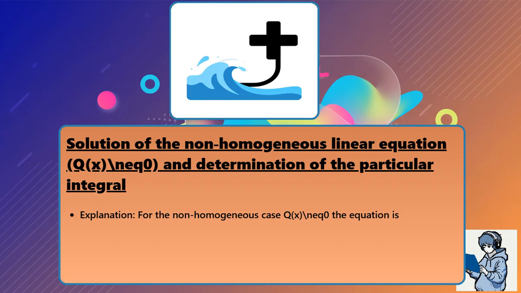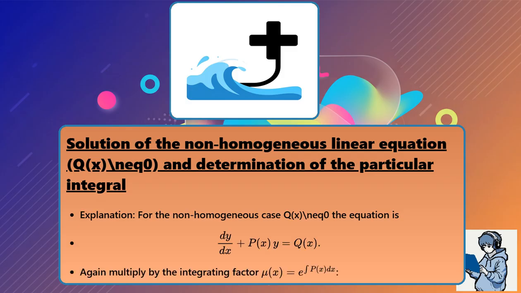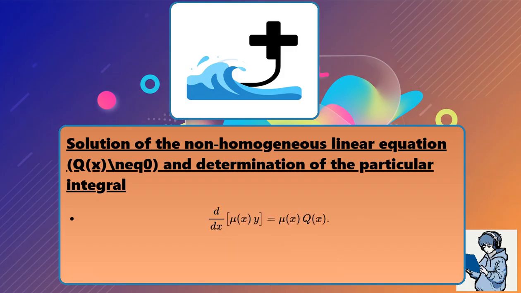Explanation: for the non-homogeneous case, q of x not equal to 0, the equation is dy/dx plus p of x times y equals q of x. Again, multiply by the integrating factor mu of x equals e to the power of the integral of p of x dx. d/dx of mu of x times y equals mu of x times q of x. Now integrate both sides. Mu of x times y equals the integral of mu of x times q of x dx plus c. Finally, solve for y.